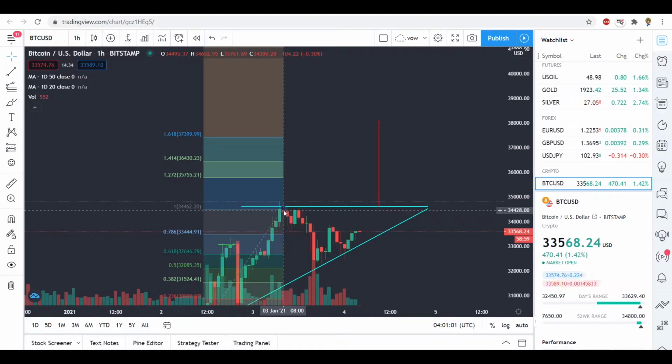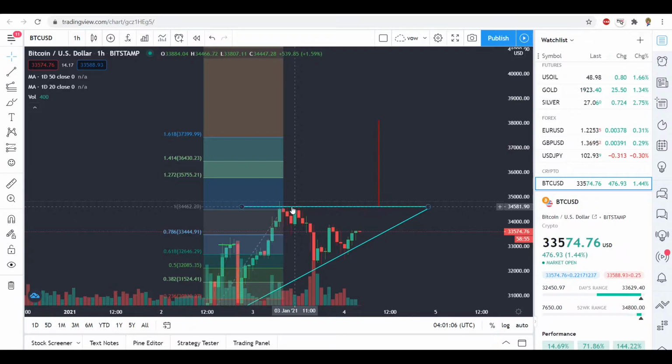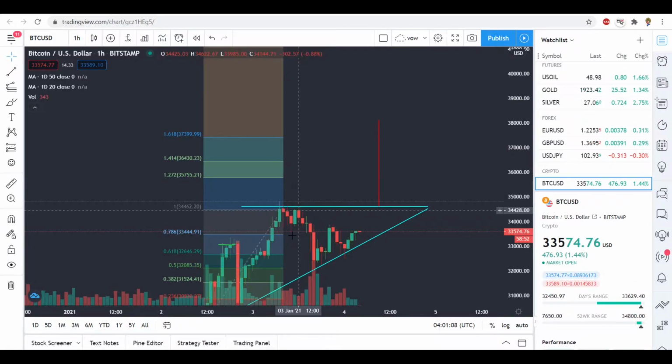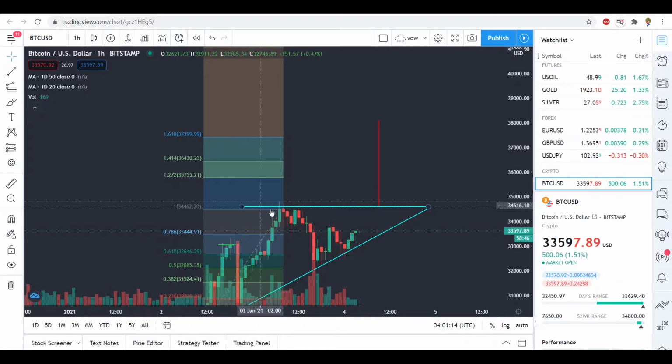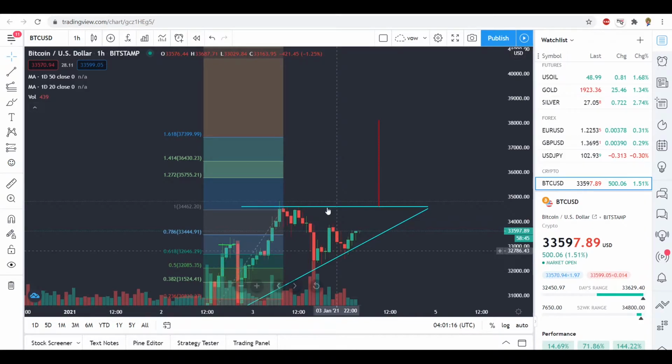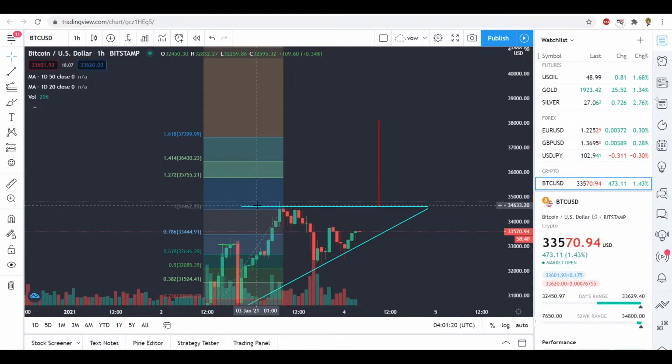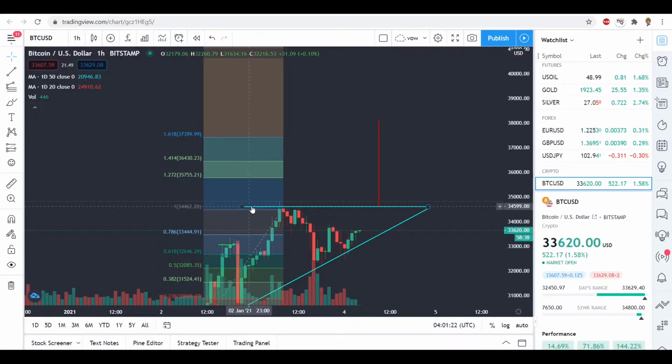But we're interested in the breakout of this triangle. You can also use the fib retracement tool, but let's do that another time. Not to get the extension level, but to kind of find retracement levels. Anyway, I'm getting ahead of myself.